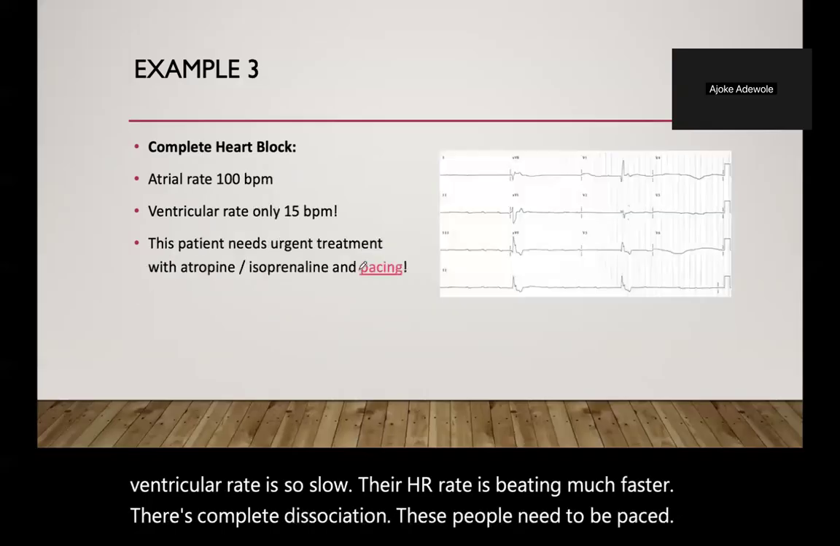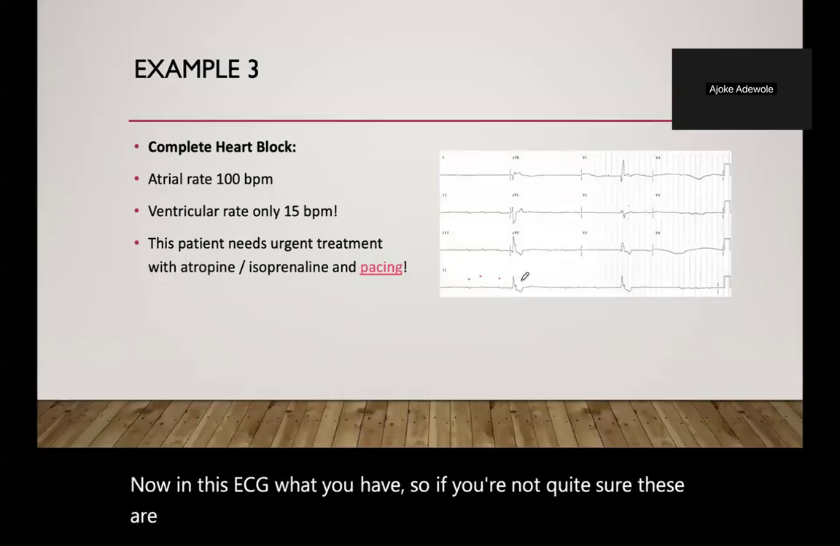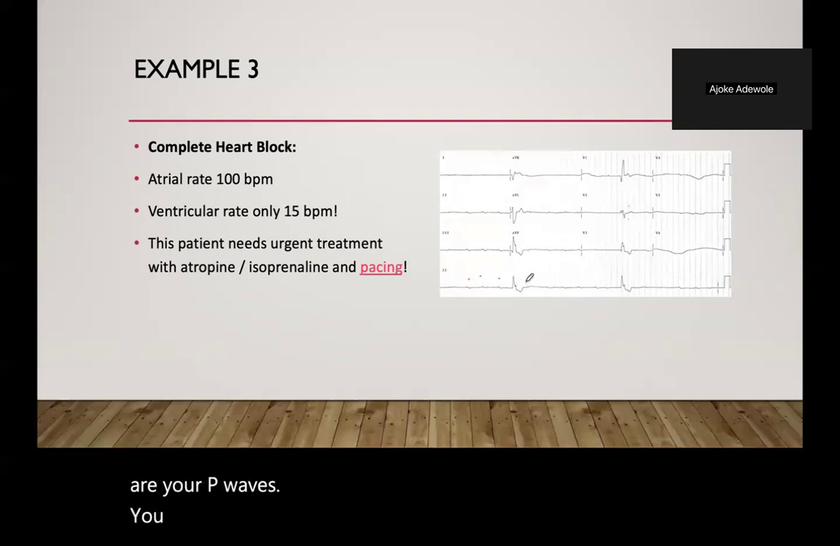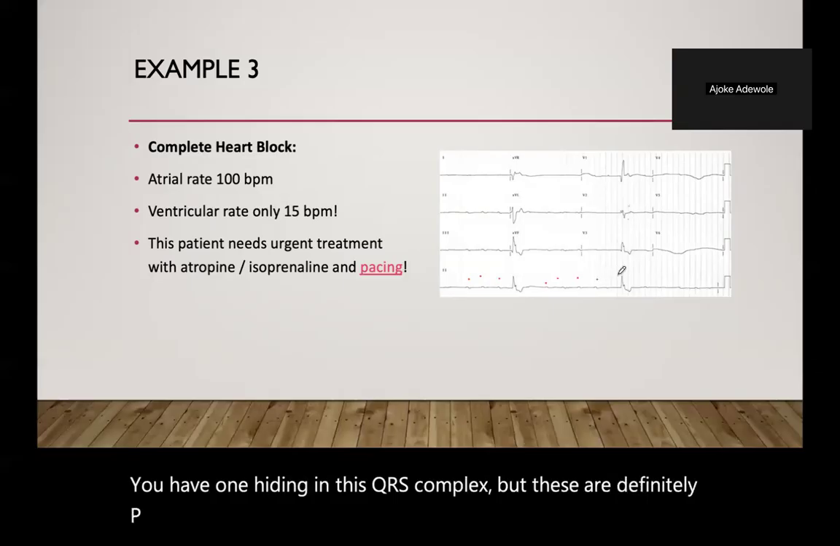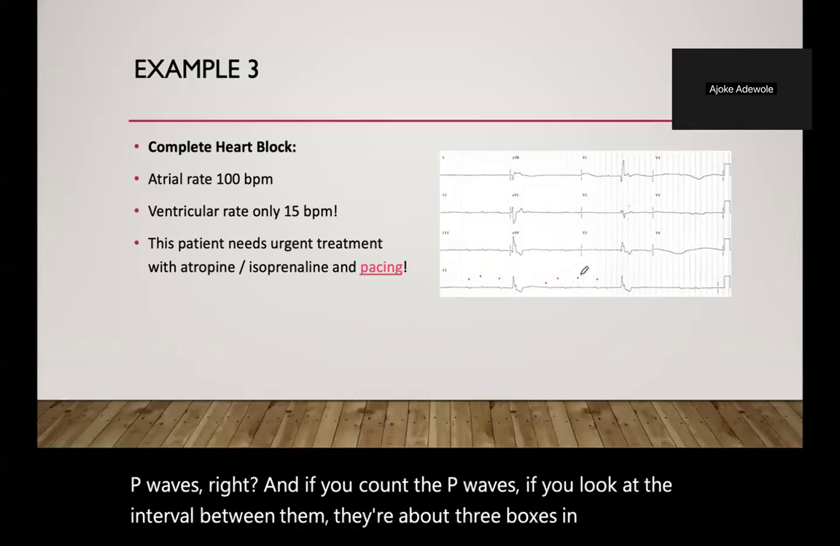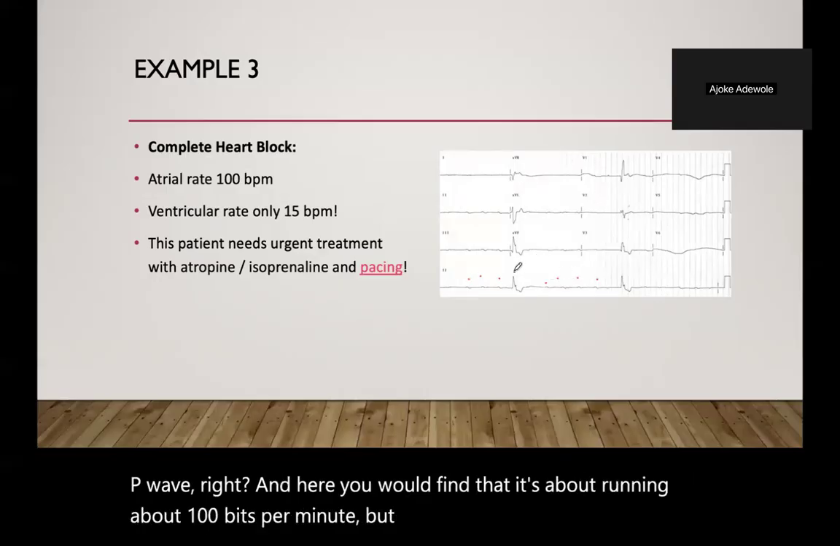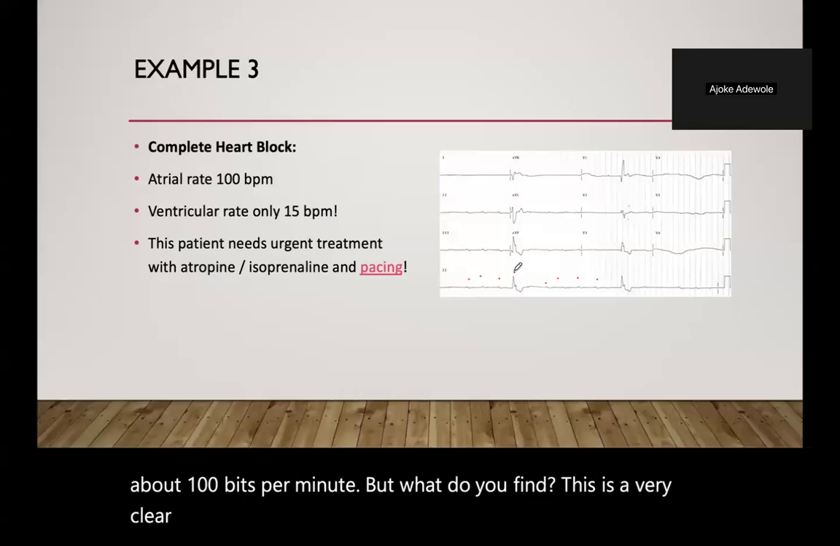Now, in this ECG, if you're not quite sure, these are your P waves. You have one hiding in this QRS complex, but these are definitely P waves. If you look at the interval between them, there are about three boxes between each P wave, so it's running at about 100 beats per minute. But what do you find? This is a very clear-cut, classical case of complete heart block.